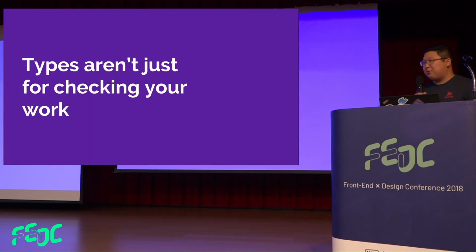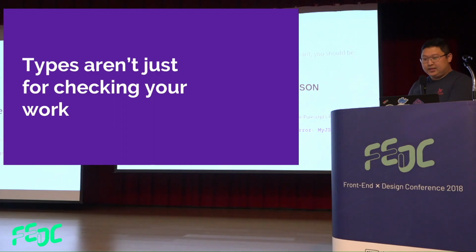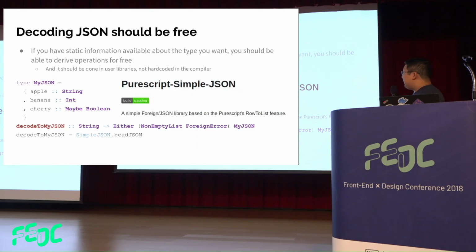But this is actually the boring part, right? Types aren't really just for checking your work. Since we have computers nowadays that can do millions of calculations, we should at least be able to take advantage of research done since the 80s to generate a lot of routines that we routinely write boilerplate for, right? One clear example is that decoding JSON should be free. This doesn't mean that JSON should always deserialize to your domain model, but if you have a transport model you can define, then you should get the JSON decoding for that for free.